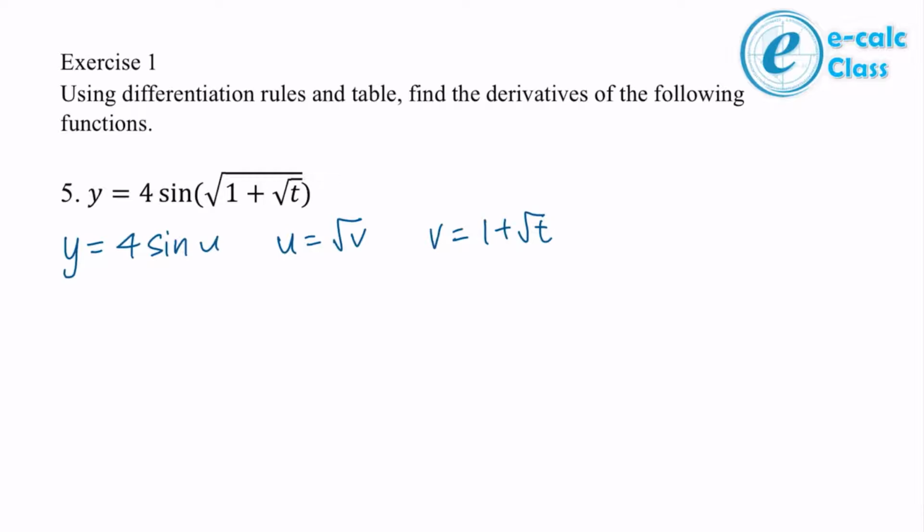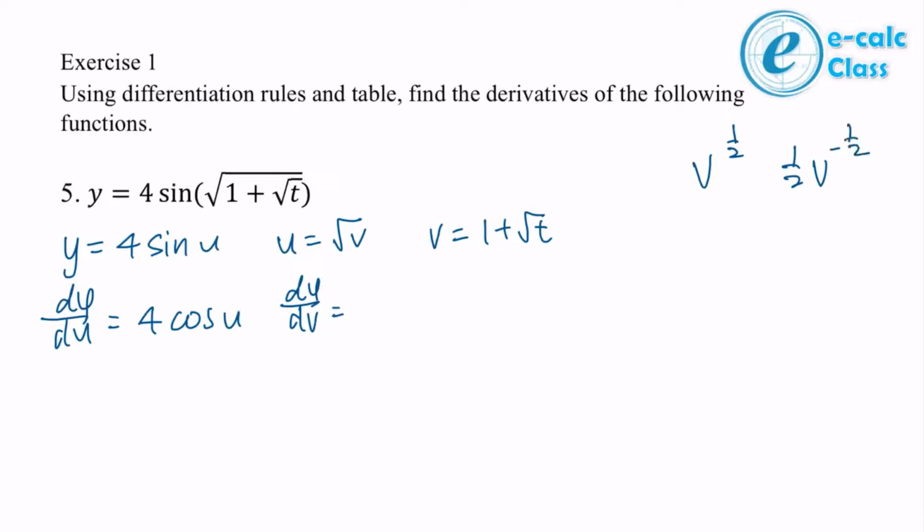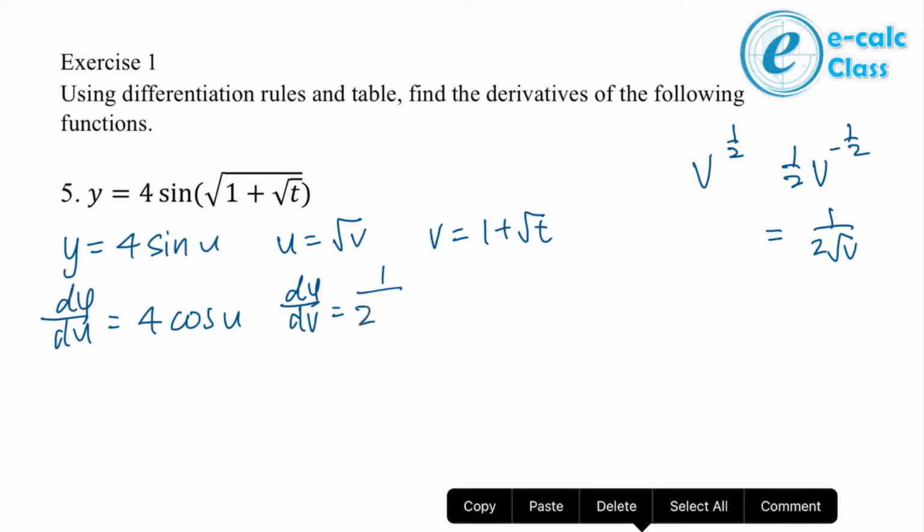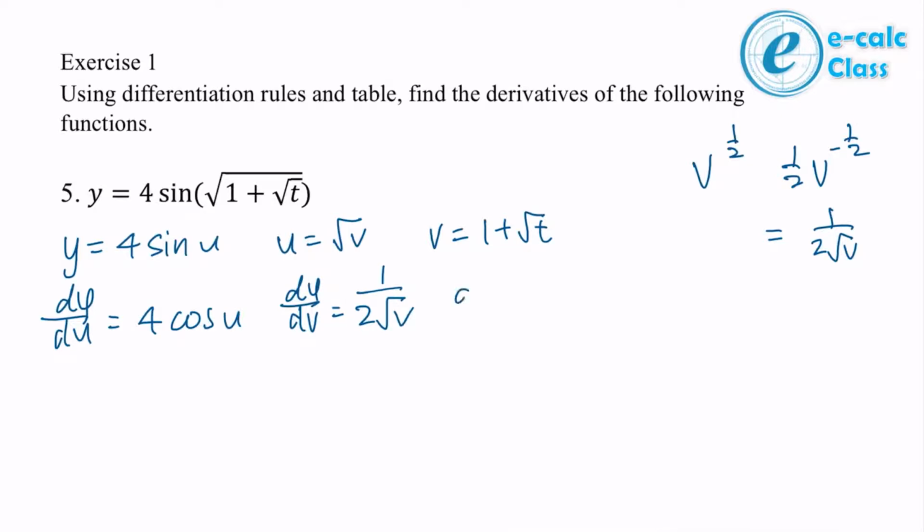Is that good? Okay, yeah? So now, you go and differentiate. dy/du is 4, differentiate sine, you get a cos u. du/dv is actually v to the power half. Then you bring down the power, minus 1, and this is 1 over 2 square root v. Okay, so if you have done a lot of exercises, you should be able to know that it is just like that. Okay, then dv/dt, like I said, you differentiate a constant, you get a 0. Then this is just like that. Okay.